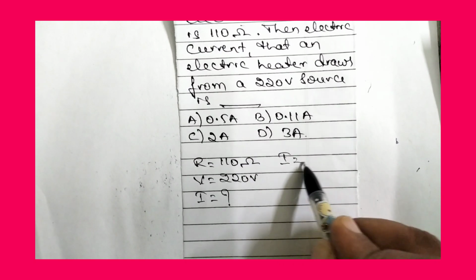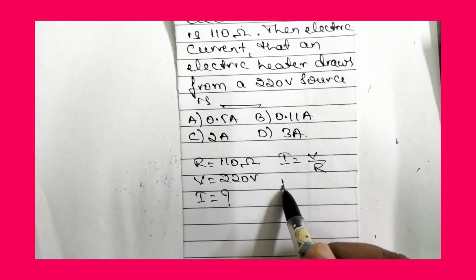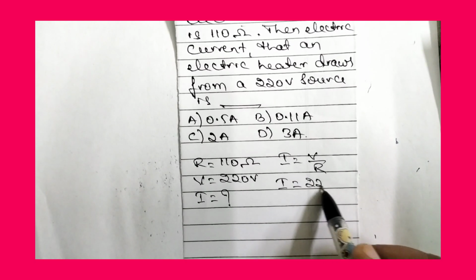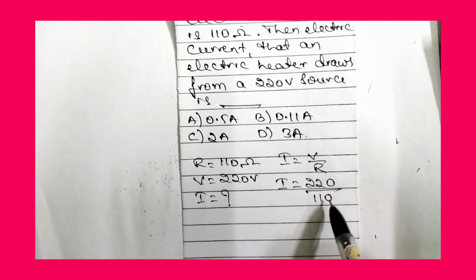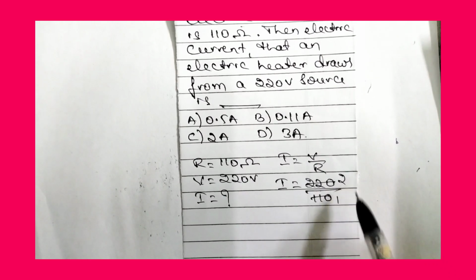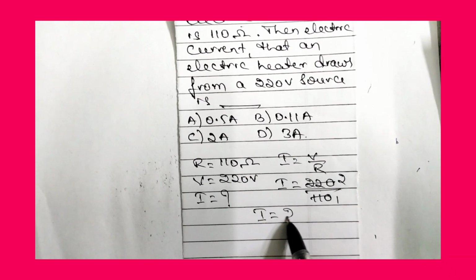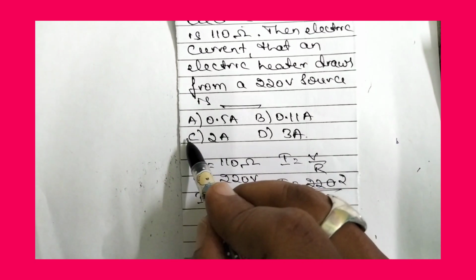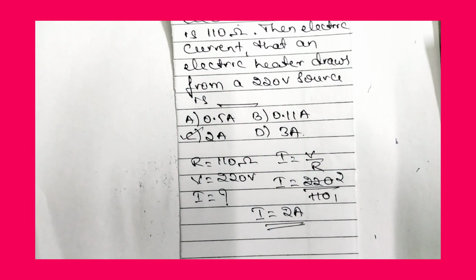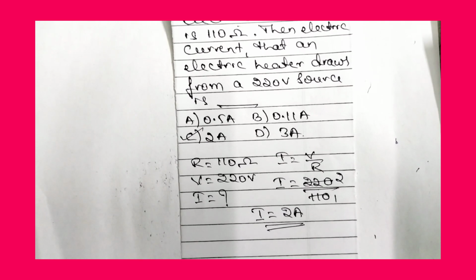So according to Ohm's law, I is equal to V by R. I is equal to V, that is 220, divided by R, that is 110. 110 ones are 110, twos are 220. So I is equal to 2 ampere. Therefore the right answer is I is equal to 2 ampere. So 2 ampere of current will be drawn by an electric heater having a resistance of 110 ohm. So like this we have to calculate the current that flows through the circuit. Next, let us move to one more question.